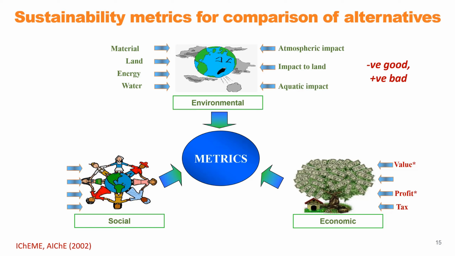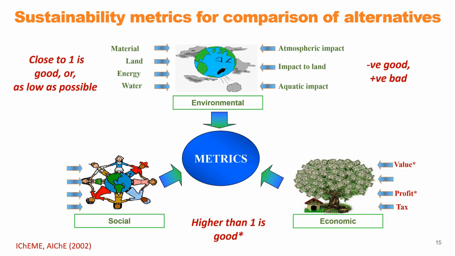So if we capture the CO2 and use it without additional CO2 generation, then it will be very good and it will be negative. So we are trying to see that all these impacts should be negative. In the case of material, land, energy, water, we are looking at the ratio. And if the ratio is close to 1, it is good. Or if the ratio is low, it is good. If the ratio is greater than 1, it is not good. So we want a ratio close to 1 and lower than 1.